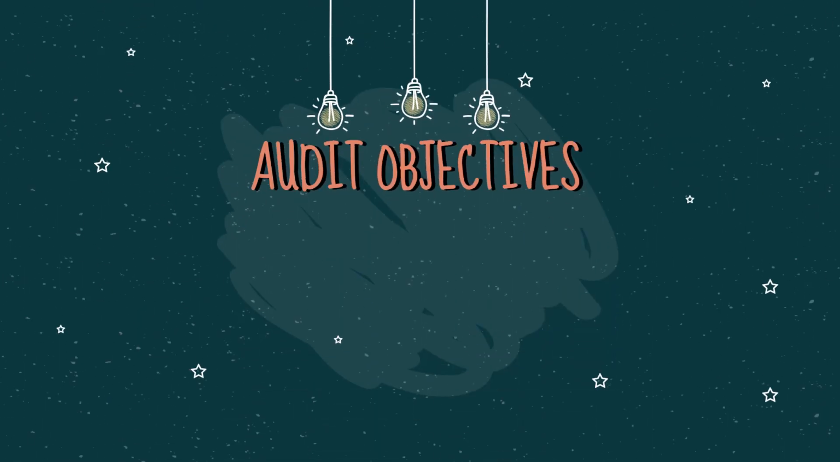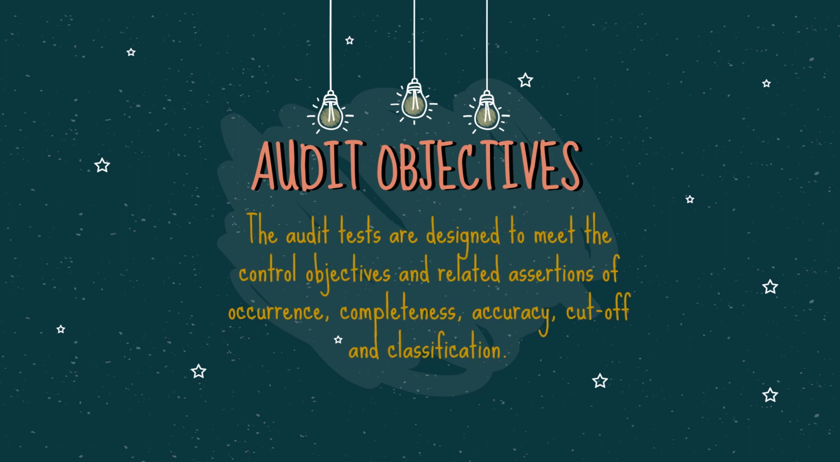The next one is audit objectives. What are the objectives of test of control under auditing? The audit tests are designed to meet the control objectives and related assertions of occurrence, completeness, accuracy, cut-off, and classification.